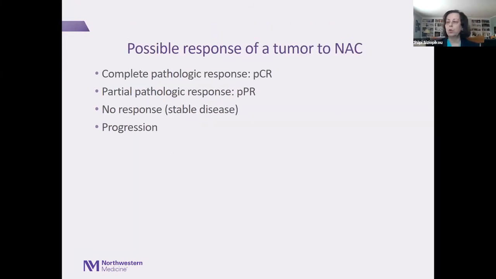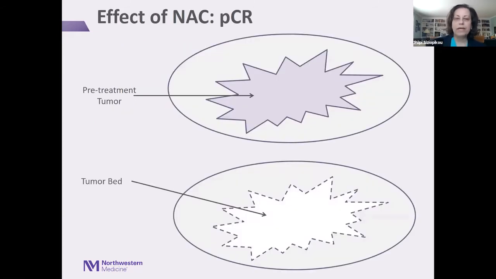There are four possible ways that the tumor can respond after neoadjuvant chemotherapy. We can have a complete pathologic response. We can have a partial pathologic response. We can have stable disease, meaning no response, or obviously we can have progression. So in order to put in perspective what happens after neoadjuvant chemotherapy, it is important to understand how neoadjuvant chemotherapy affects breast tumors and all tumors for that matter. We will review that in a cartoon form and with histologic pictures from actual pathology specimens.